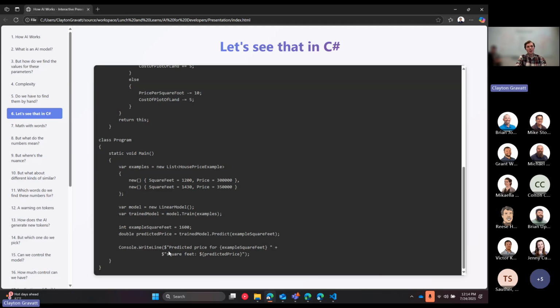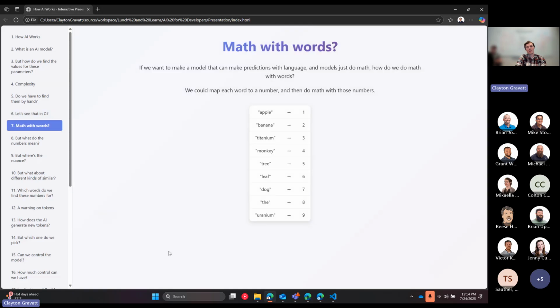That's a great question. So far we've just been multiplying numbers together. We've just been doing math. But how do we do math with words? If you want to make a model that makes predictions with language instead, and models just do math, how do we do math with these words? Well, we could take all the words we know and map each word to a random number. And then we could do math with those numbers.